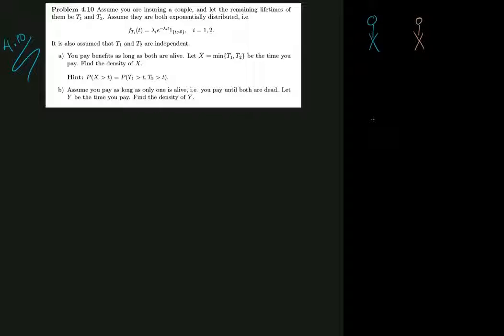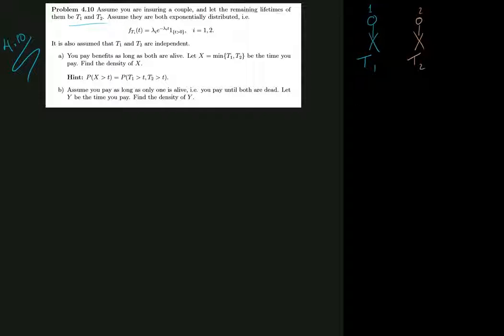And what do we do? Well, let this be person number 2 and let this be person number 1, right? So assume you're insuring a couple and let the remaining lifetimes of them be T1 and T2. So let's just let the remaining lifetime here be T1 and let the remaining lifetime here be T2. So that means that T1 years from now, this person will die, and T2 years from now, this person will die. We don't know if T1 is greater or T2 is greater. In fact, we don't know the values of T1 and T2.